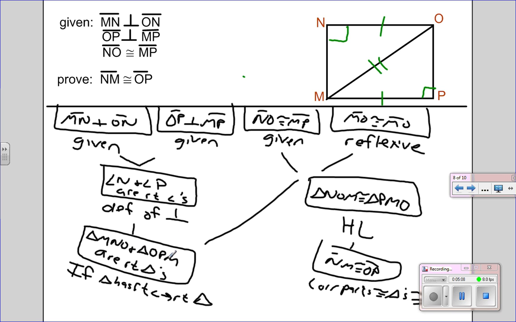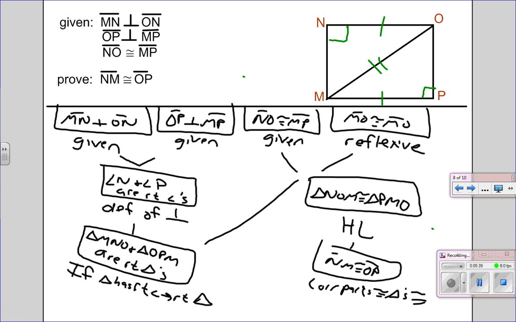You might be tempted in this box to say angle N is congruent to angle P because that's what we did with all of our other proofs. However, if we want to show HL, we have to prove that those triangles are right triangles. So you have to have the step of proving the triangles are right. Once we've proven the triangles are right triangles, that's one of our 3 steps for HL. We join it with a leg, NO to MP, and the hypotenuse, the reflexive side, to say triangle NOM is congruent to triangle PMO by hypotenuse leg. And then finally, we know that NM is congruent to OP by corresponding parts of congruent triangles are congruent.